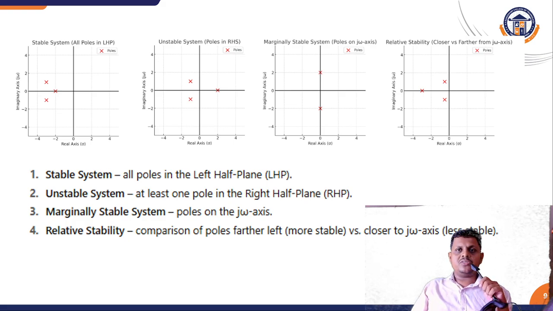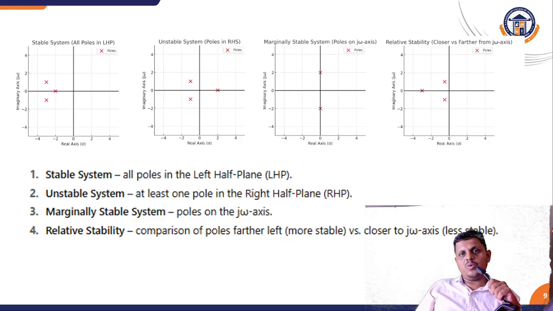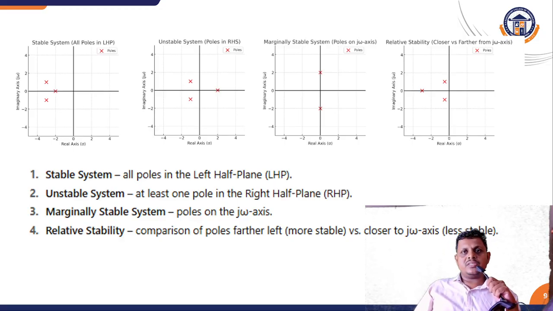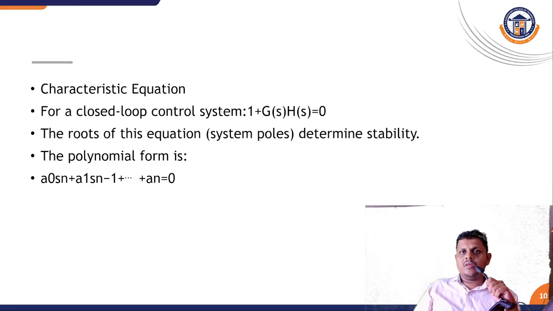And relative stability: in relative stability, we compare poles further left, which is more stable, versus closer to the jω axis. Poles located most to the left side are considered more stable, and those much closer to the jω axis, that is the imaginary axis, are considered a less stable system. So based on the location of the poles, the system can be classified as stable, unstable, marginally stable and relatively stable.